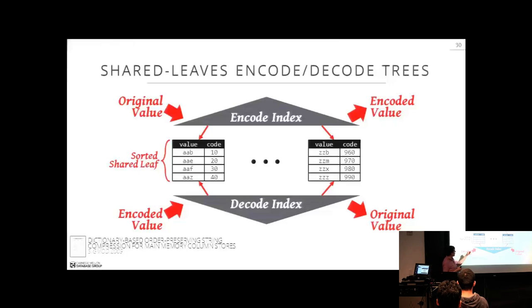So another thing to point out is we have these leaves with these value and code mappings. This is already sorted for us, right? Obviously it has to be, because that's how we preserve the ordering. So what compression scheme can we use for the shared leaves here that we've already talked about before?